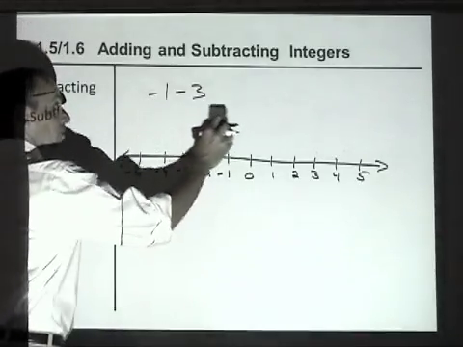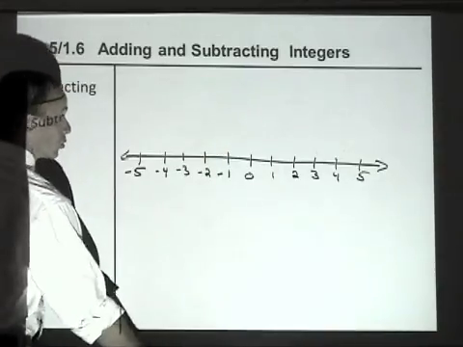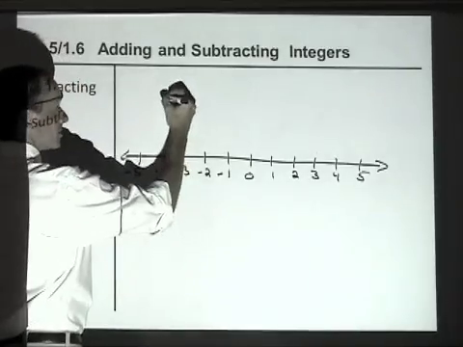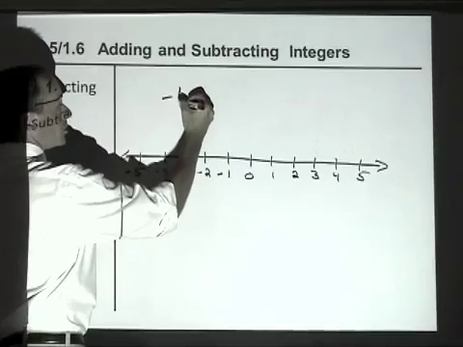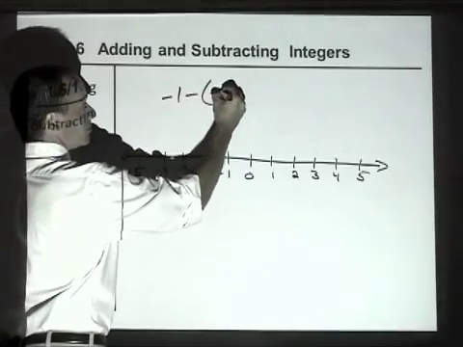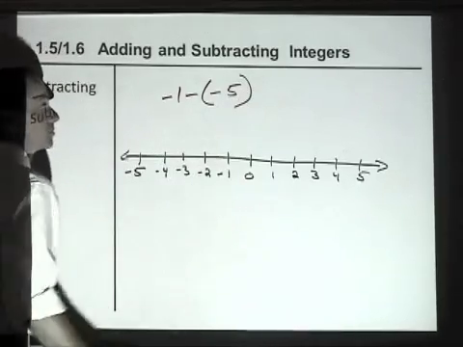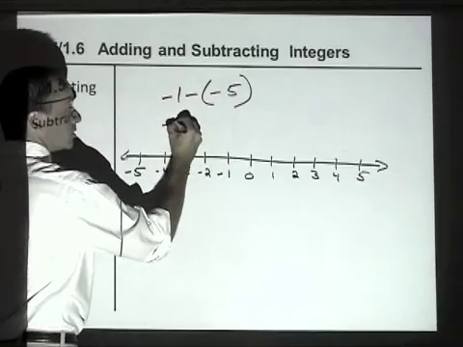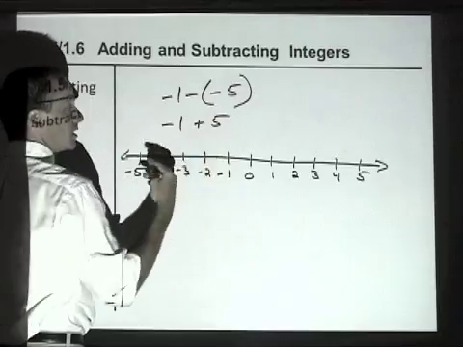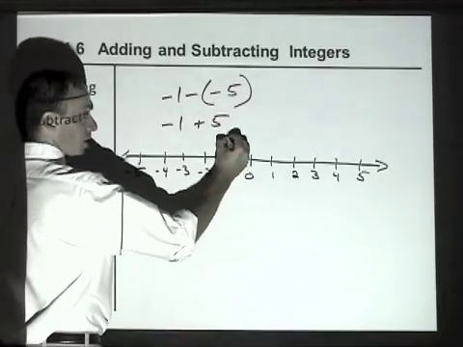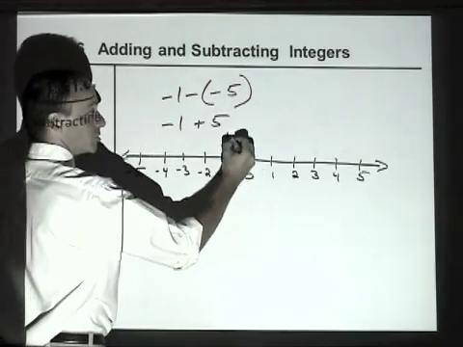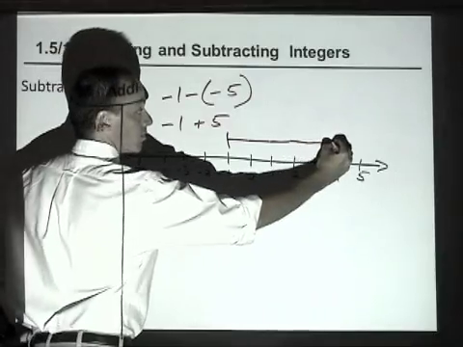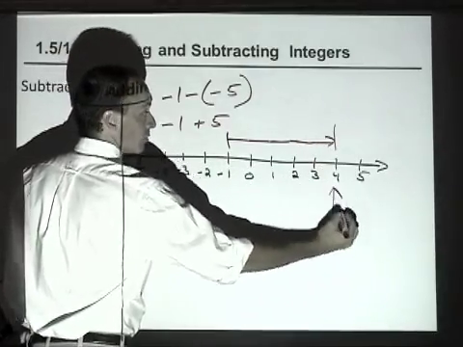Where this gets a bit more complicated is when you have multiple negative signs, such as negative 1 minus a negative 5. In this case, you have to be aware of the rule that a double negative equals a positive. So when you subtract negative 5, this actually turns into negative 1 plus 5. Now you can go ahead and use your number line. You start at negative 1, but now you're adding 5. So you would go 1, 2, 3, 4, 5. And that would get you positive 4 as your answer.